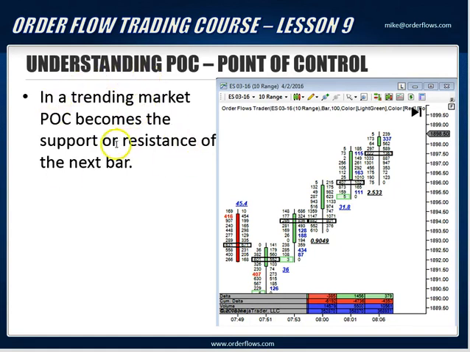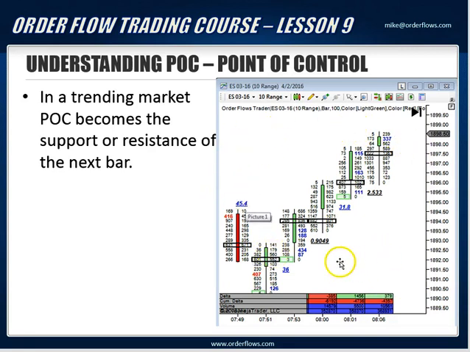In a trending market, point of control becomes the support or resistance of the next bar. You can see here, the market is starting to move up, and you're going to take the points of control as your support on the move. If you're saying this is the low, watch where price retraces right back. It retraces right back to that point of control, and then makes its move higher.